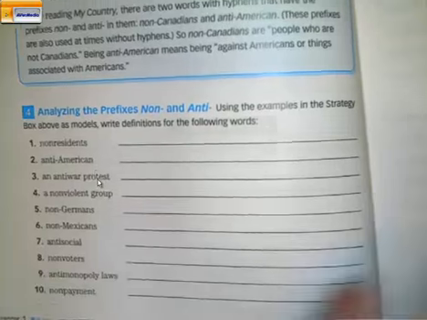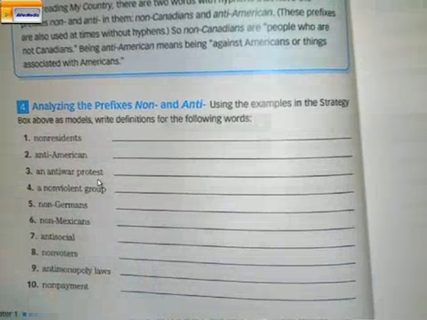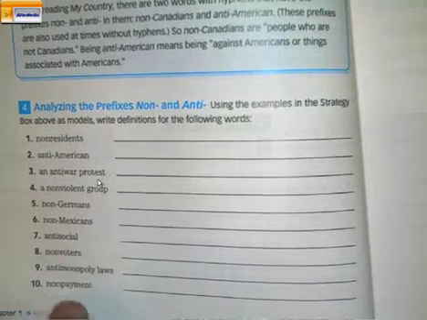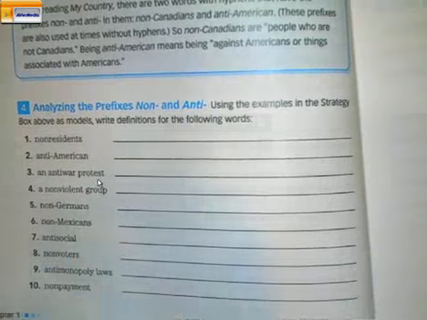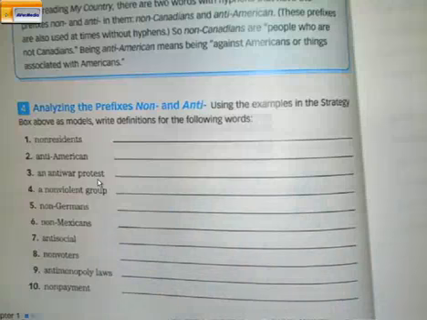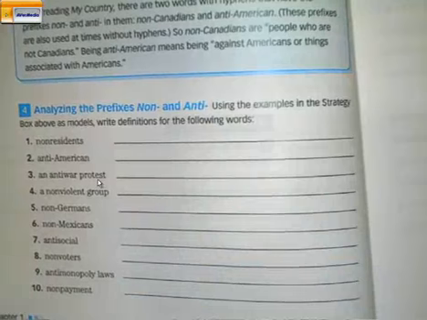Anti-monopoly laws, you are against monopolying laws. Monopolying means that you get something for yourself and you don't give it to others. Non-payment, it means you did not pay. For example, if you have your mobile phone bill and you did not pay, you'll see a non-payment advice or a non-payment bill, or they cut your phone because of non-payment. So these are the prefixes non and anti.